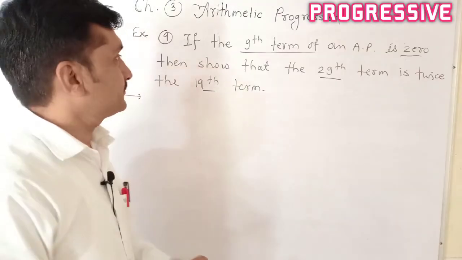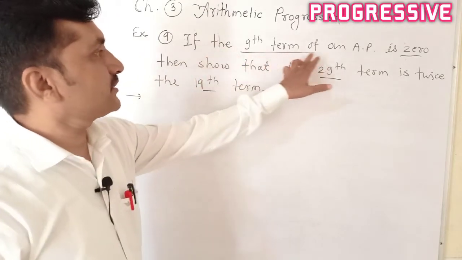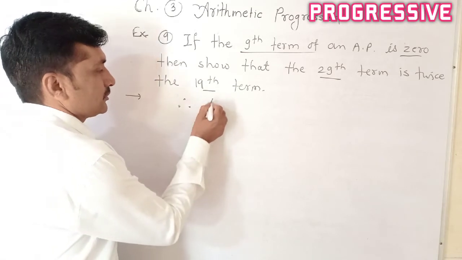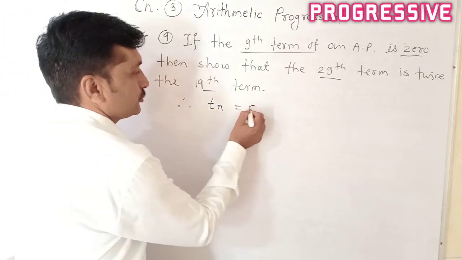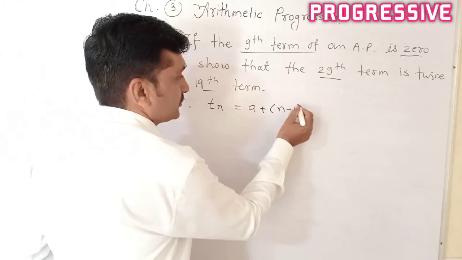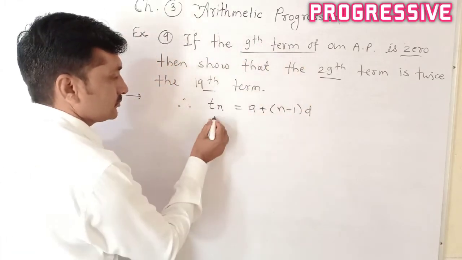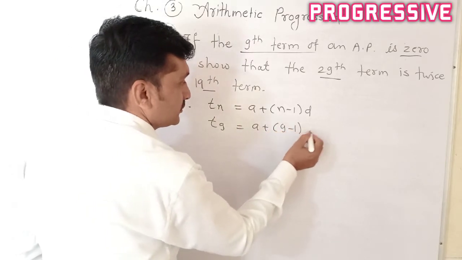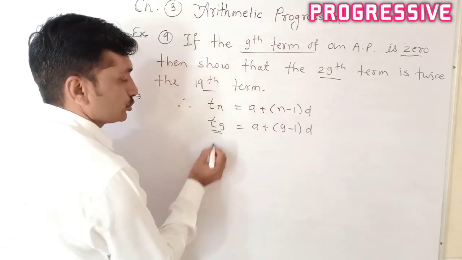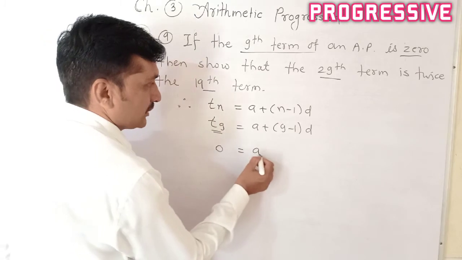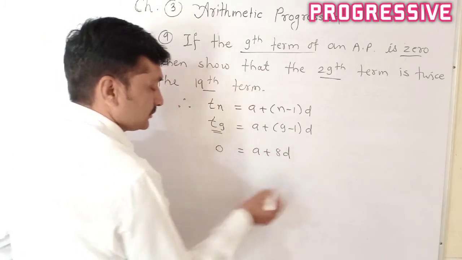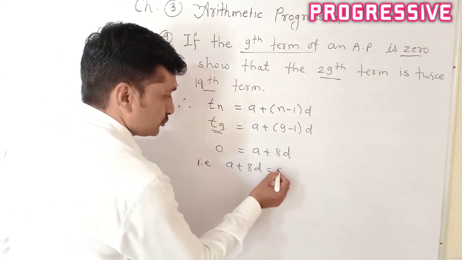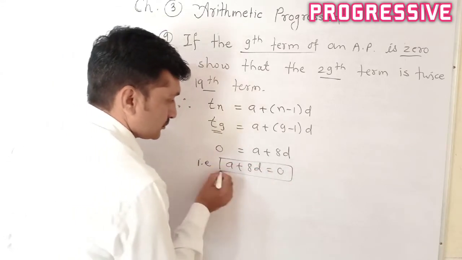Let's see example number 9. Here one condition is given, T9 is equal to 0. Therefore, for that we have to use the Tn formula first. Tn is equal to a plus in bracket n minus 1 d. Now T9 is equal to a plus in bracket 9 minus 1 d, and T9 is 0. Therefore, I put here 0 is equal to a plus 8d. That is, we got a plus 8d is equal to 0. Equation number 1 here.